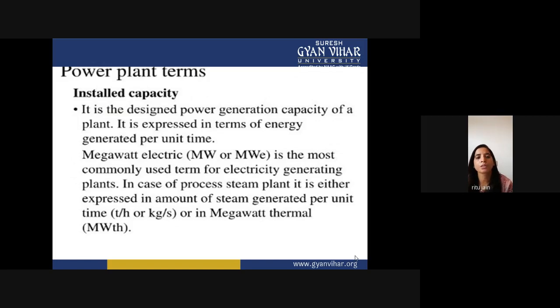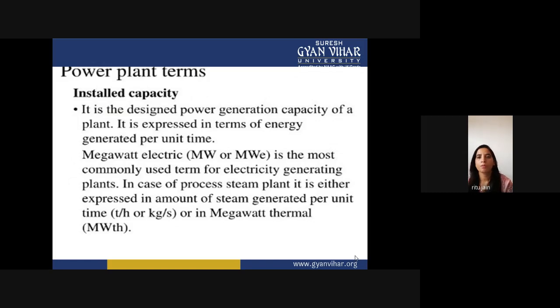How many appliances are going to be connected in future. So the power plant capacity depends upon a number of terms, one of which is installed capacity. It is the designed power generation capacity of a plant. It is expressed in terms of energy generated per unit time. So megawatt electric is the most commonly used term for electricity generating plants.